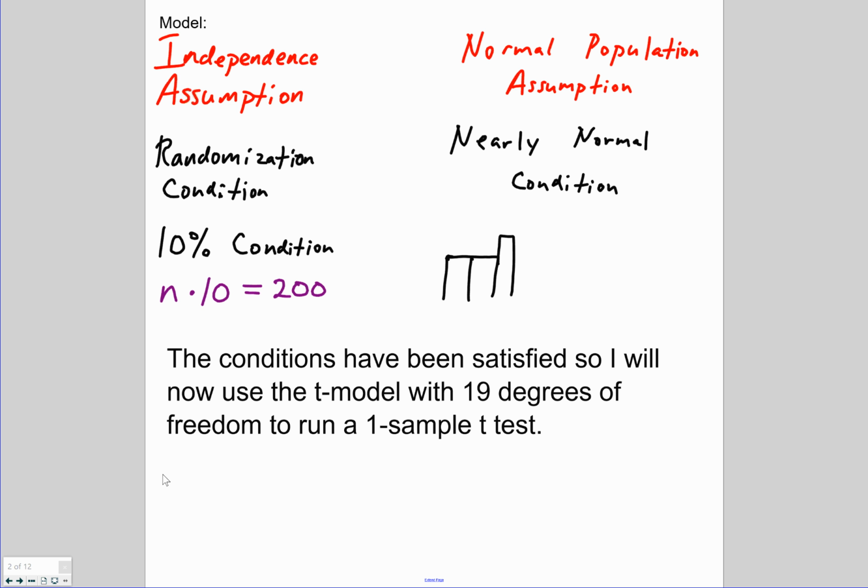Now calculate. If you have your list not in L1, then where it says data, you need to hit enter on whatever list you have, L2 or L3. Now if you take a look at your calculator, what is this giving you? It's giving you n. What's n? 20. What is that though? The sample size.